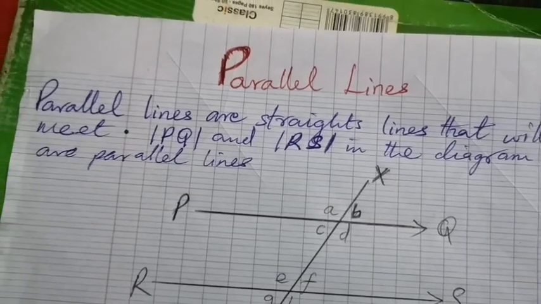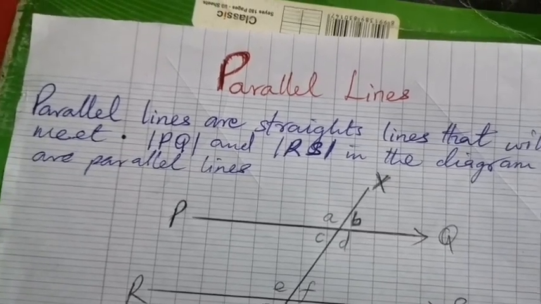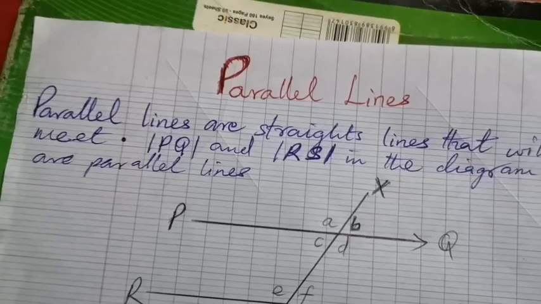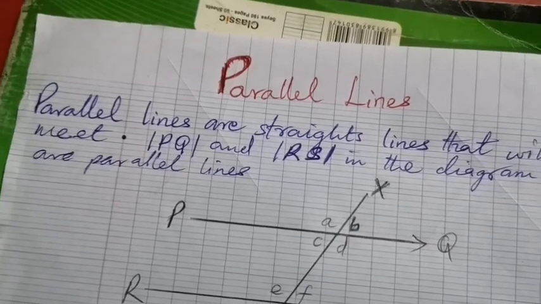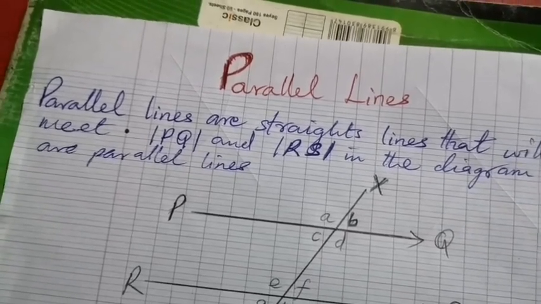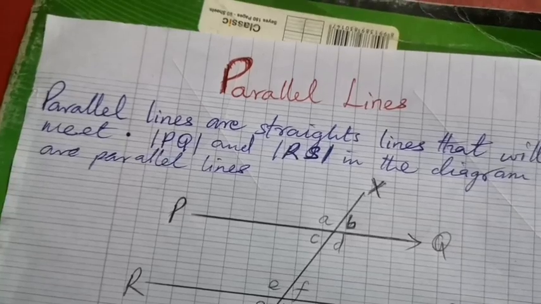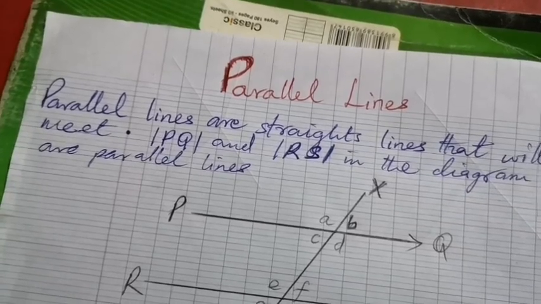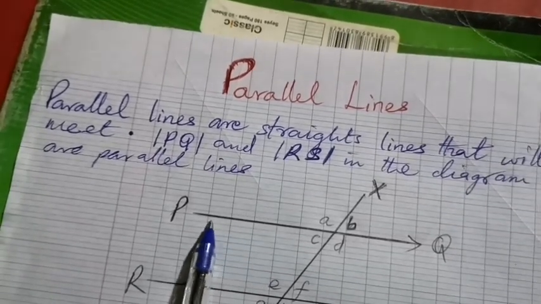Last time we looked at angles, and we said that an angle is a measure of rotation. Now today we are going to look at parallel lines. Now I want to show you lines.